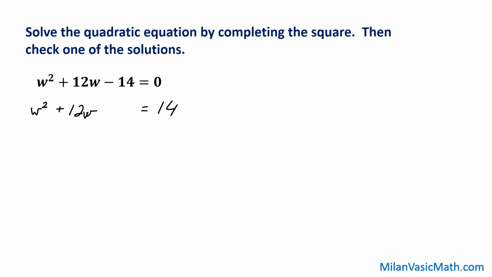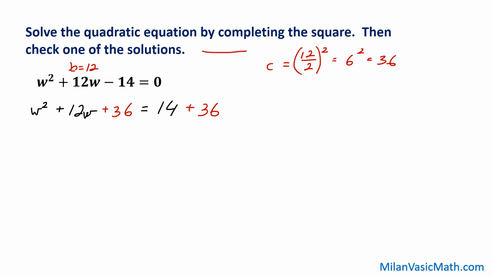And now I have to figure out the c value. So I know that b is 12. So the c value will equal 12 divided by 2 squared, which is 6 squared, which is 36. So go ahead and add 36 to both sides, we got to keep that balance.